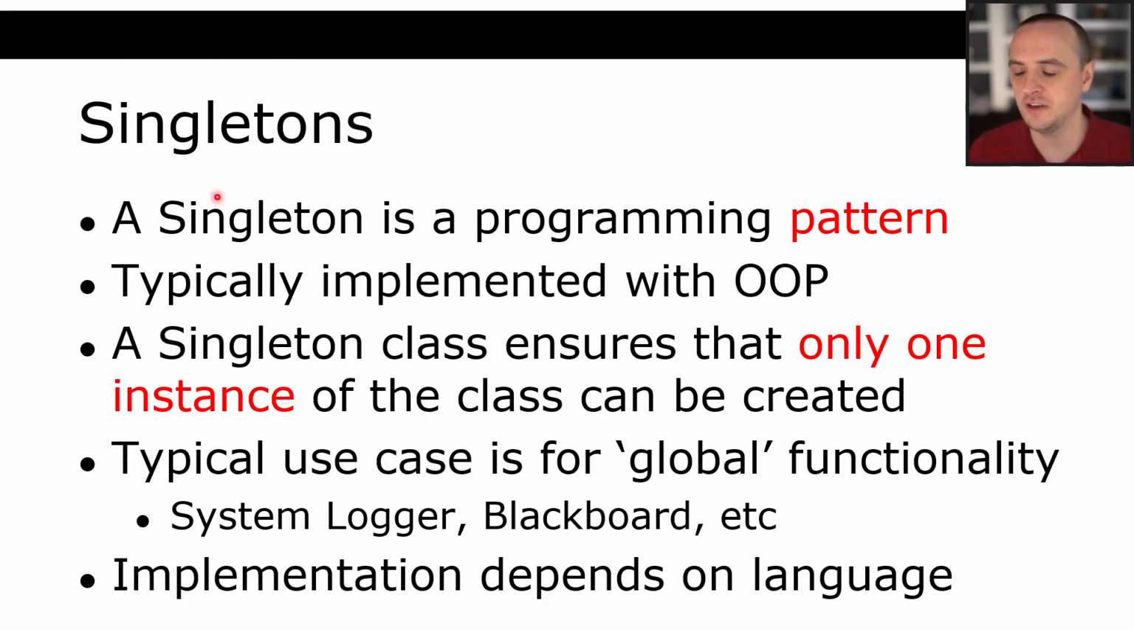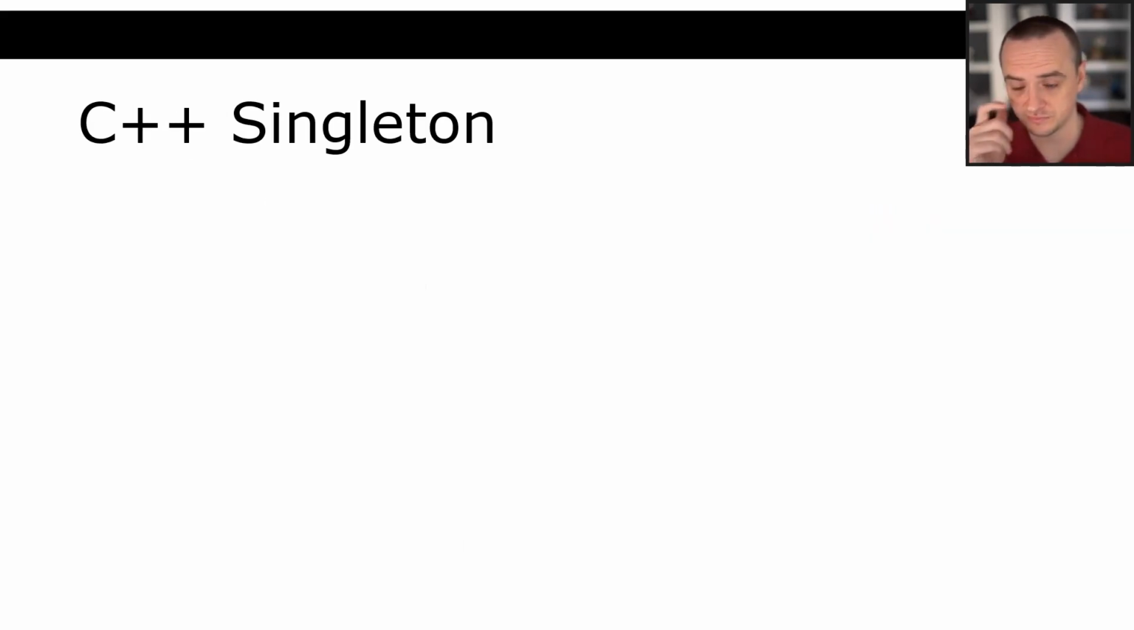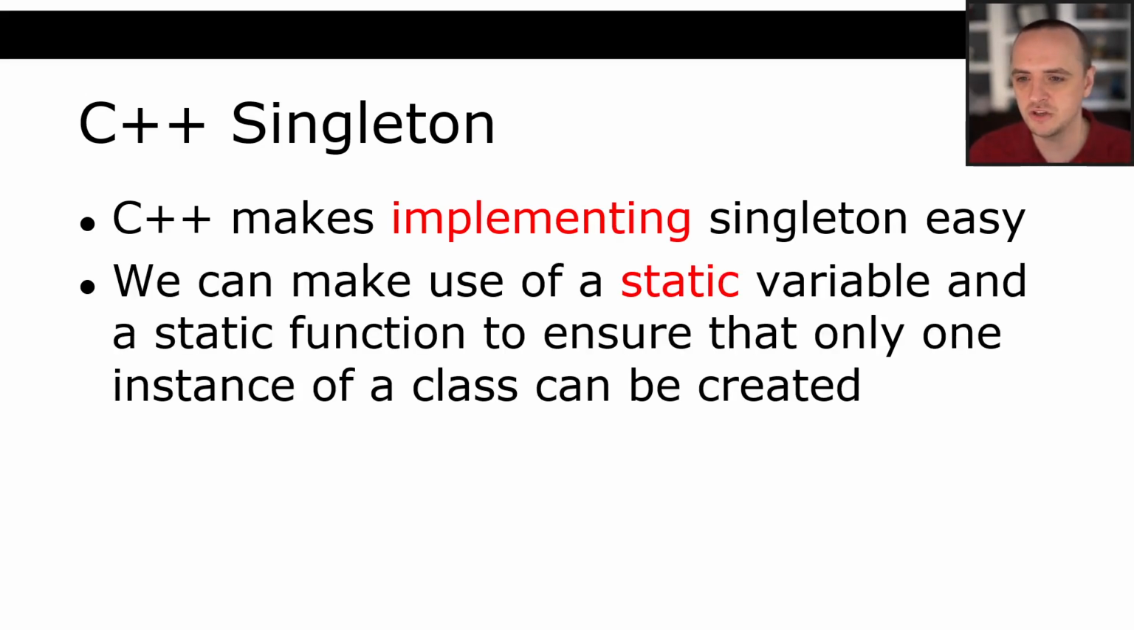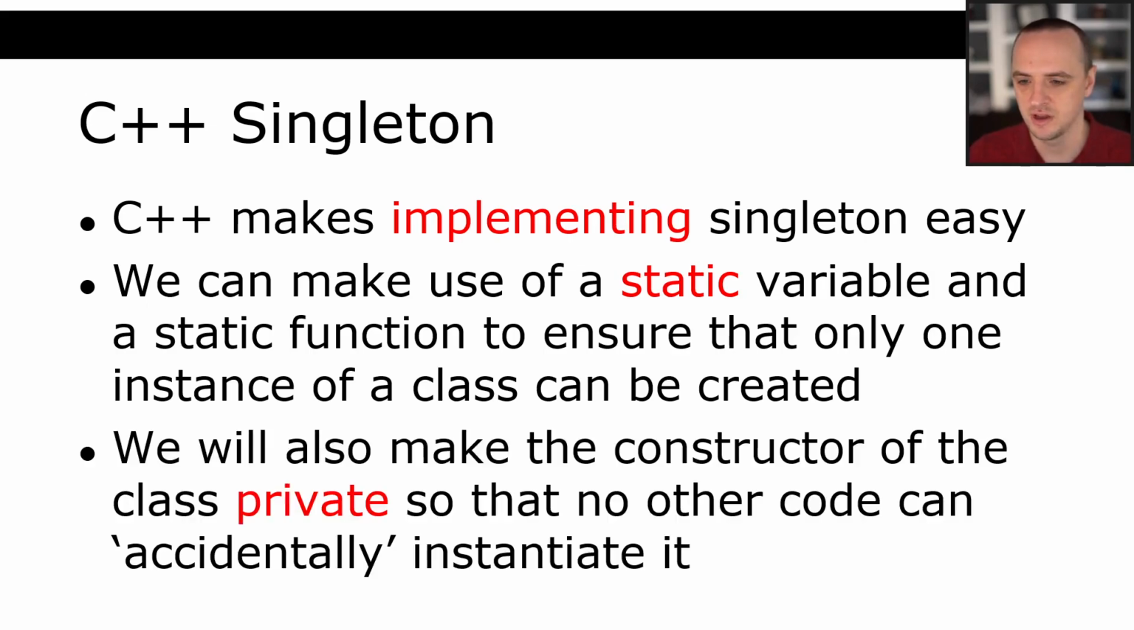Now, singletons are not the only way to implement this functionality, but in my opinion, they are a safe way to implement global functionality, and so why wouldn't you use them? All right, so C++ makes implementing singletons very, very easy. We can make use of a static variable and a static function to ensure that only one instance of a class can be created. We will also make the constructor of that class private so that no other code could accidentally instantiate it. So let's see what that looks like.